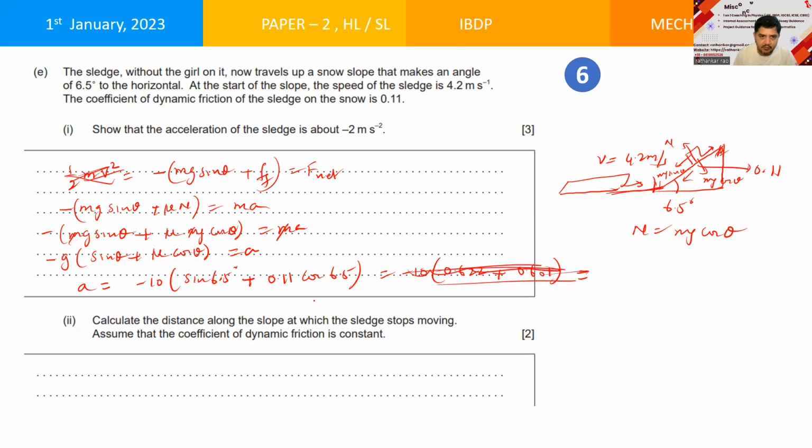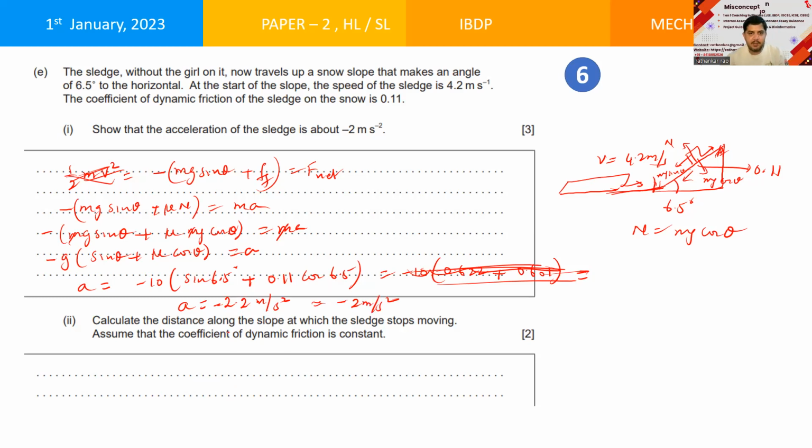When you substitute the values over here, you get the value of a to be equal to minus 2.2 meter per second square. Use your calculators to get this value, and thus you get minus 2.2 meter per second square, which is roughly equal to minus 2 meter per second square.